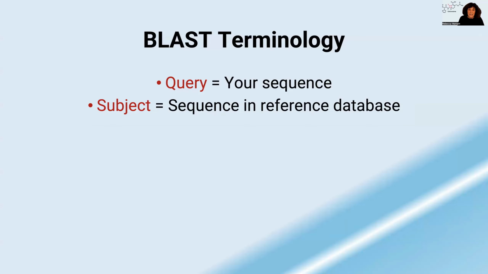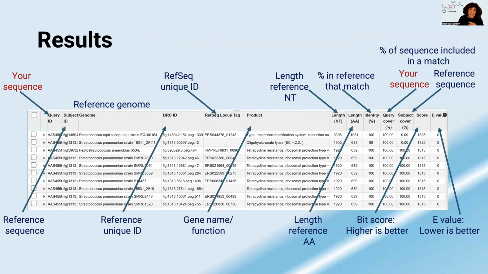There's a query sequence, which is your sequence, your data, what you're bringing in and asking, what is this close to? And then there are the subjects. Those are the sequences in the reference database. And this is what your results look like. It gives you this table, and keep in mind that I put the things that are directly related, the scores directly related to your private data, or whatever data it is that you brought in.